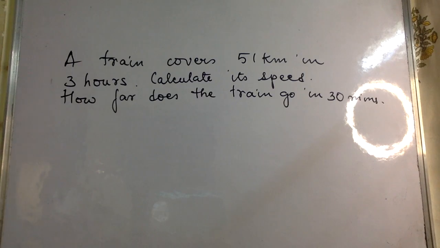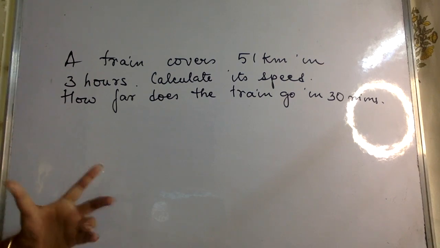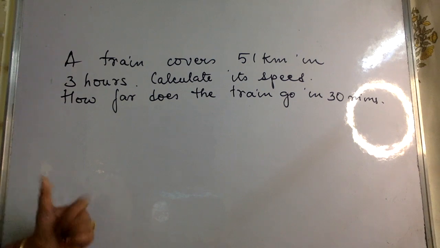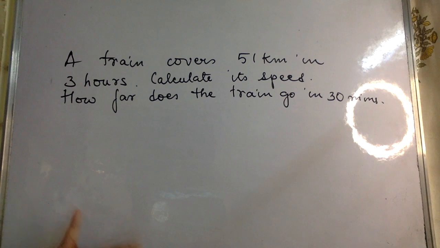Now here is a question. A train covers 51 kilometers in 3 hours. Calculate its speed. How far does the train go in 30 minutes? Now I want to tell you something here. You might not be getting these sums because sometimes you look at the sum just like a sum. If you are able to picturize a train going in your mind, if you are able to think that a train is going and it is taking 3 long hours, then in 1 hour what distance it will travel, you will be able to do this better.